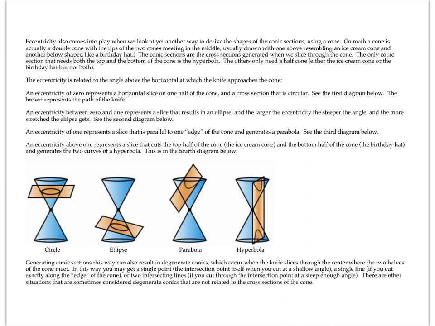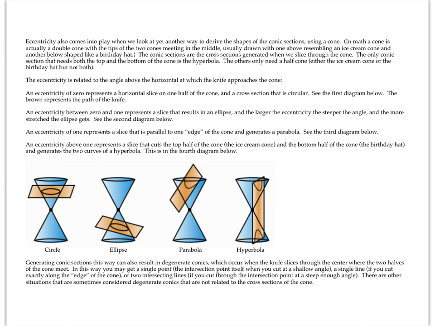So, for example, if this cone is perfectly vertical, and of course there's the middle of the cone, then if you come in with a slice that's horizontal, so the angle compared to the x-axis is 0, then you get a circle when you make that cut. So with an eccentricity of 0, you get your circle.